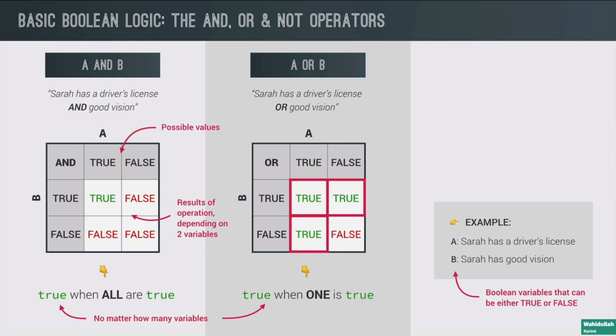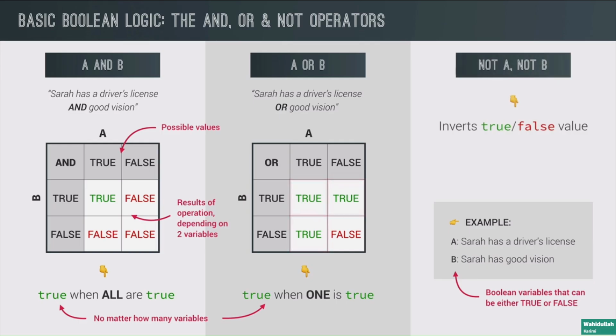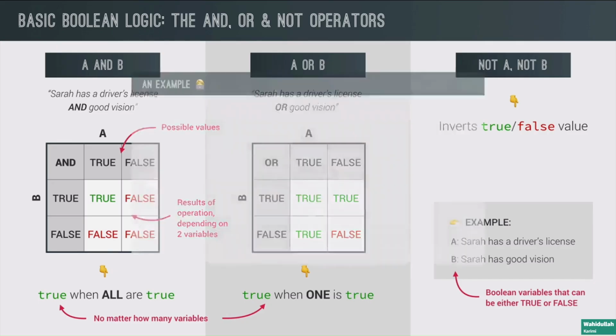Anyway, we finally also have the NOT operator, which is a lot simpler because it doesn't combine multiple values. Instead, the NOT operator acts on only one Boolean value, and it basically just inverts it. So if A is true, it will become false, and if it's false, then not A will become true. Simple as that. And that's basically how these three most important logical operators work. But of course, the best way to understand it is to use a more practical example.